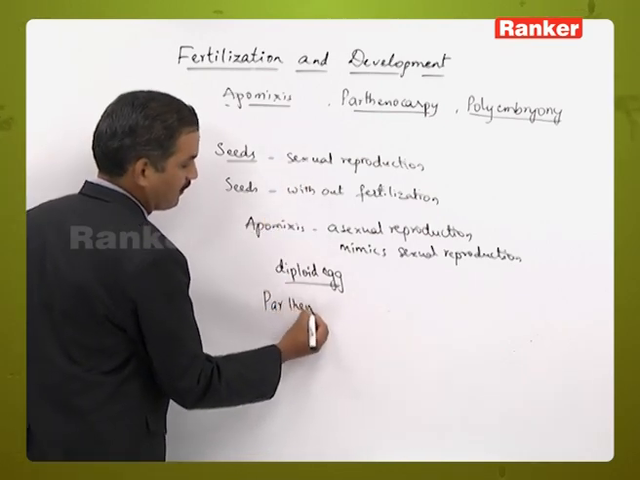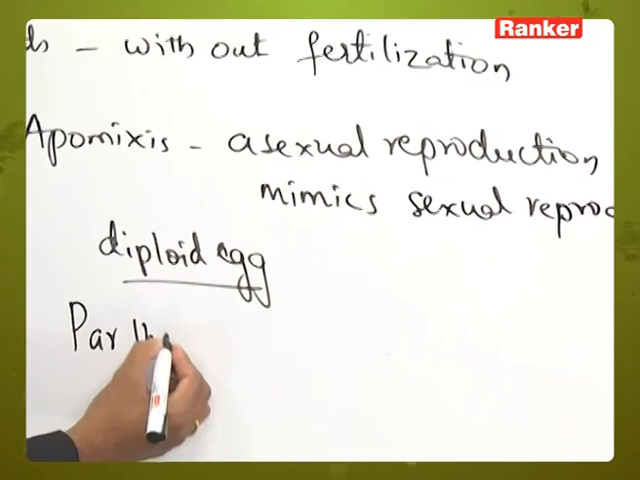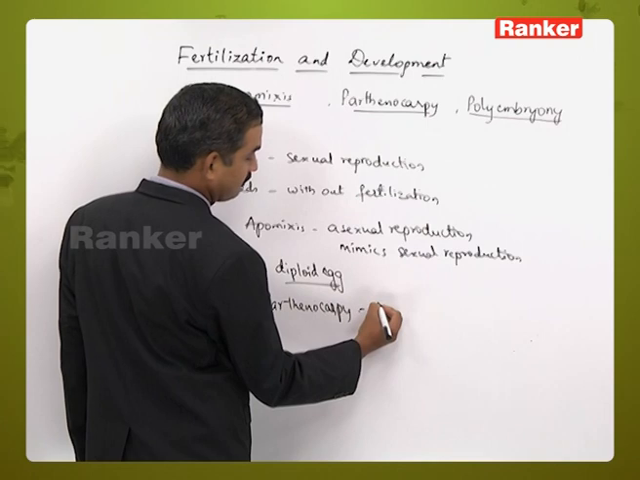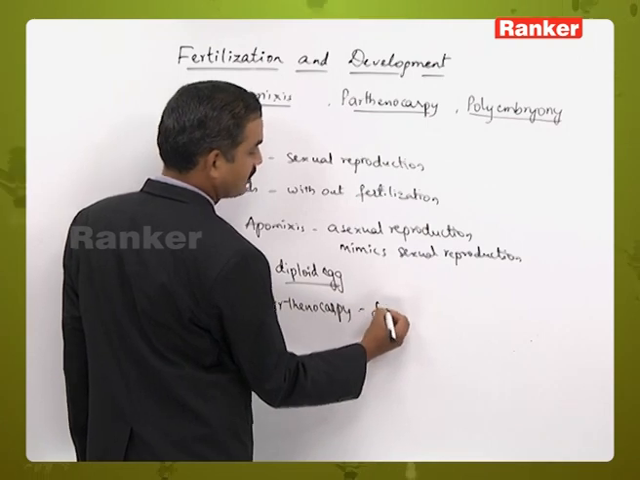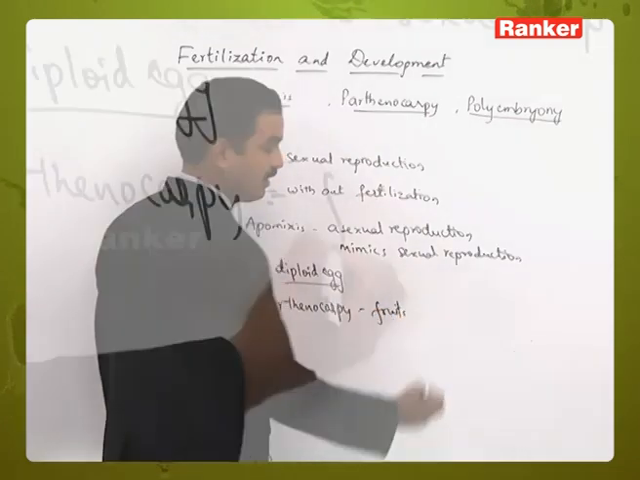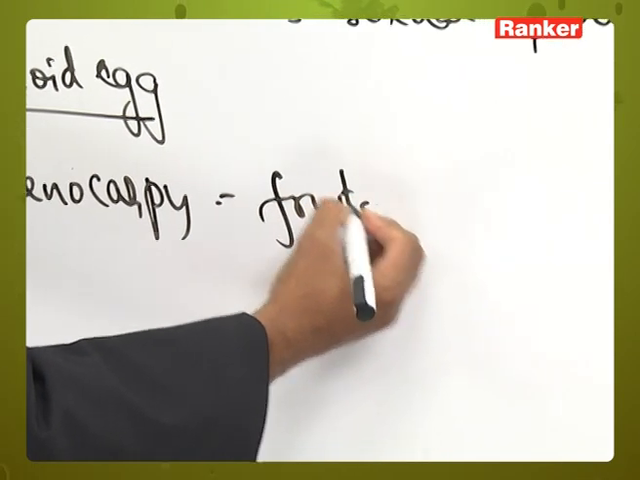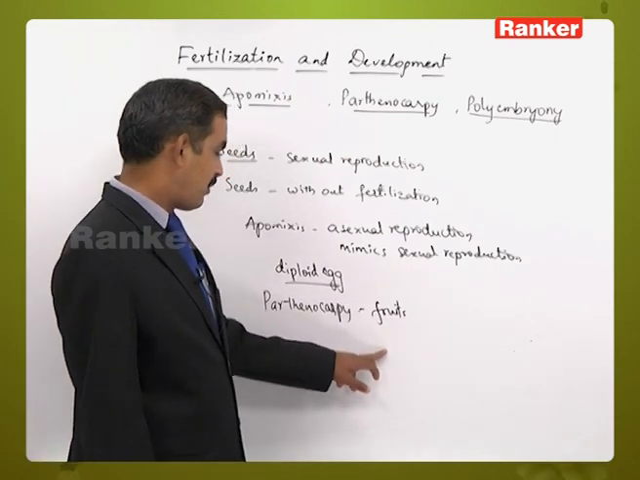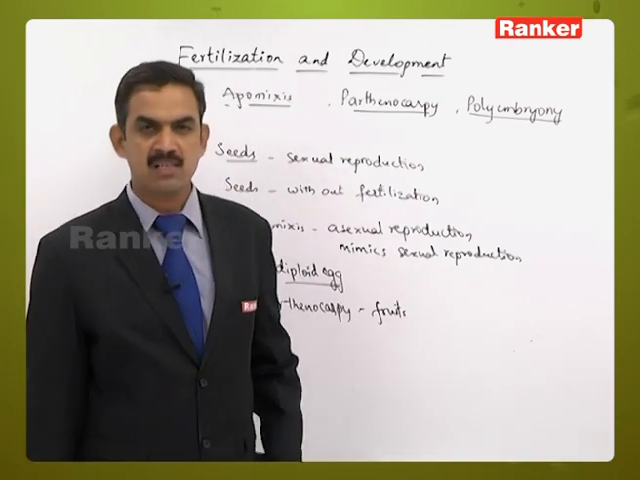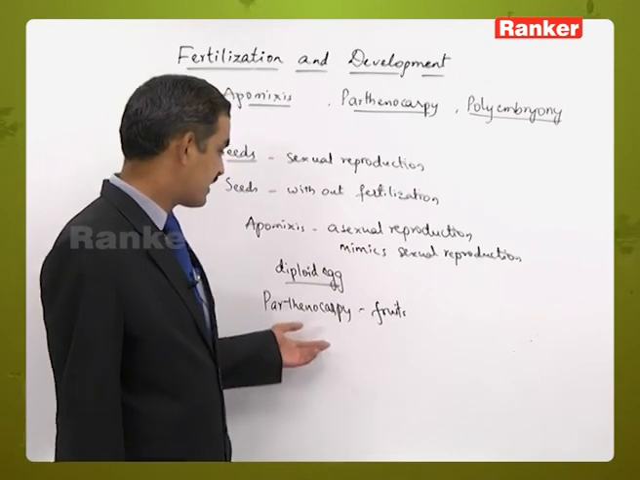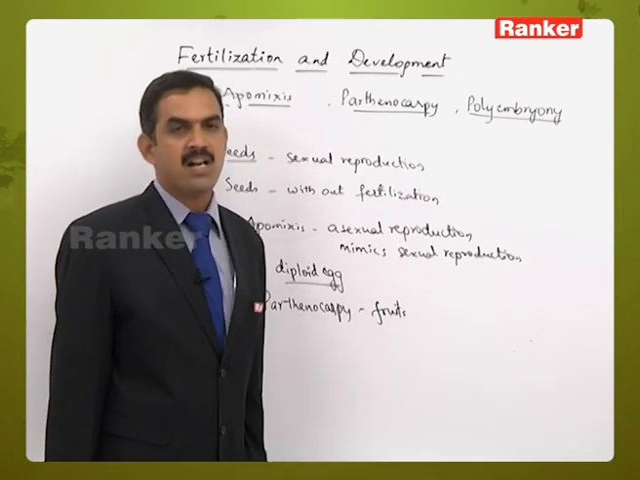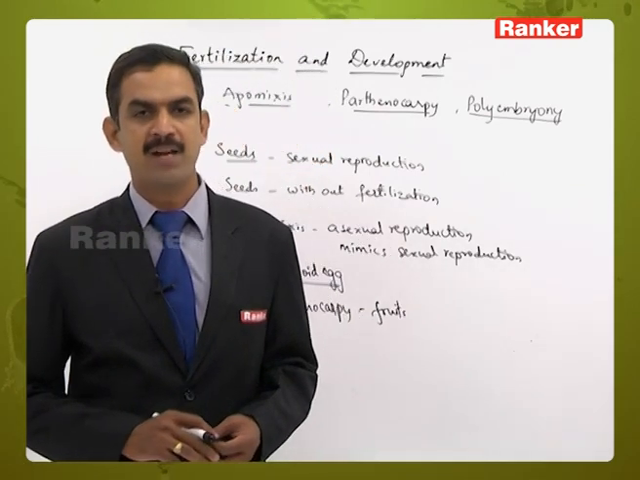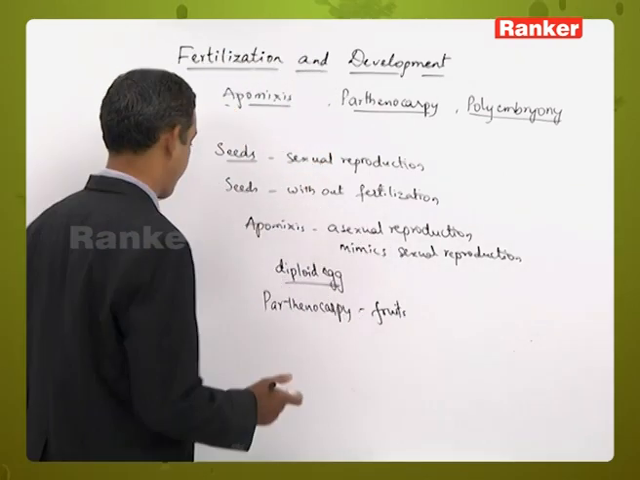parthenocarpy. Parthenocarpy is a condition where seedless fruits are produced without the fertilization process. So here the production of this type of fruits can be seen in banana and some citrus species, where the seedless fruits are produced by parthenocarpy. Parthenocarpy can also be induced by applying some hormones or plant growth regulators.